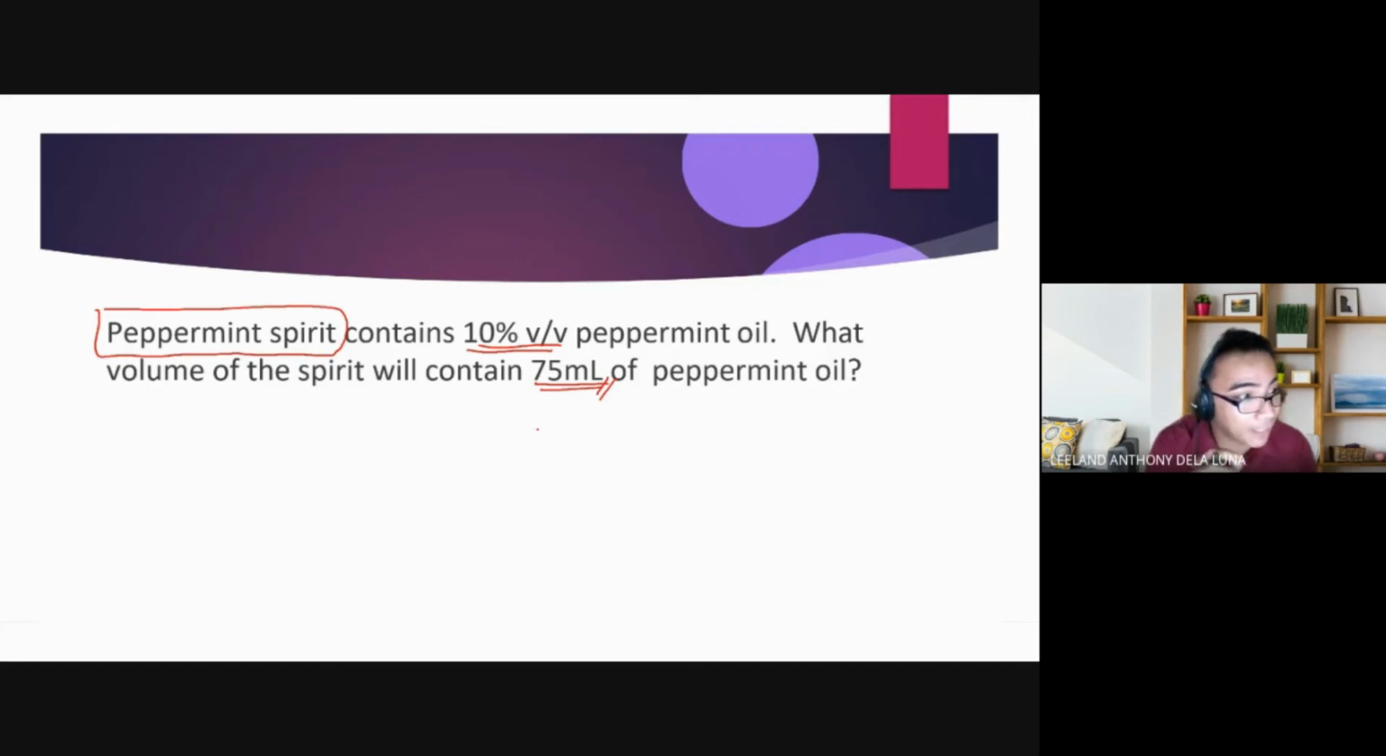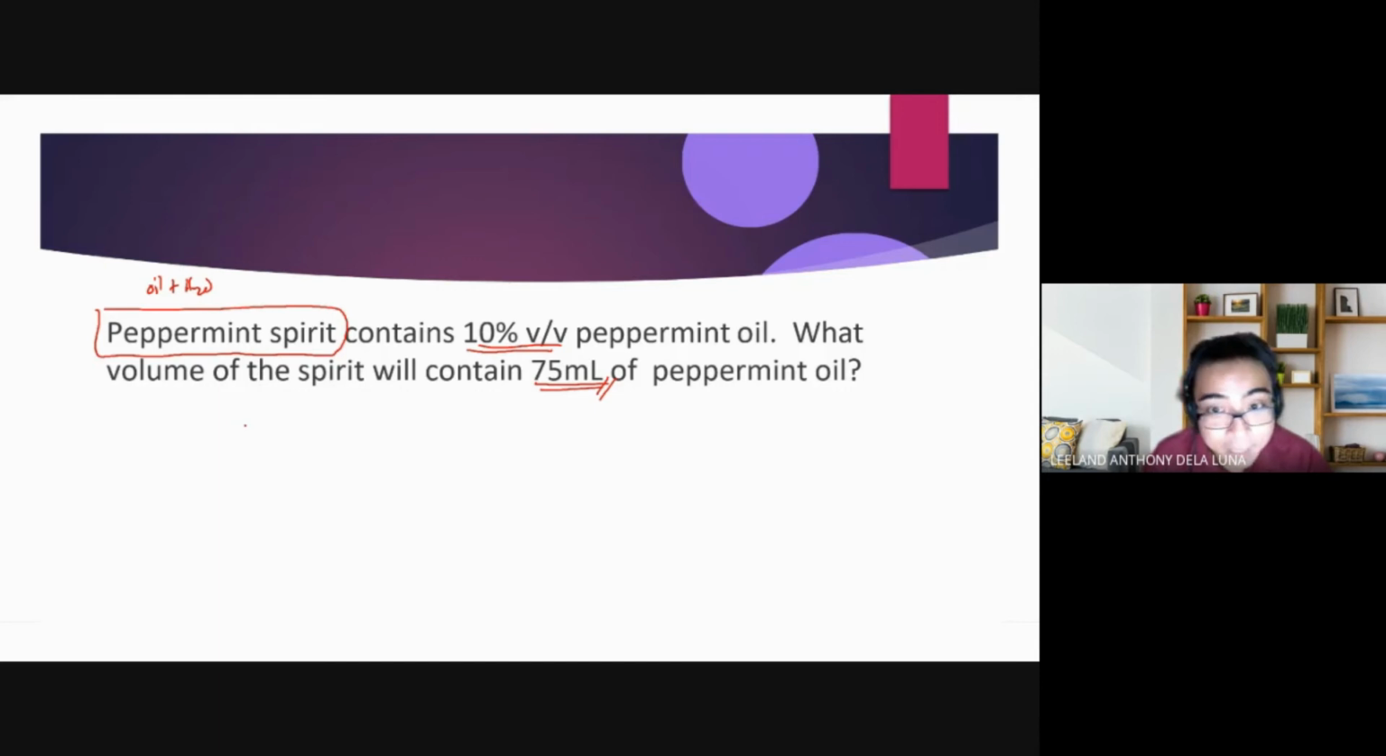Spirit class, ibig sabihin, it's a combination of oil and water na. Okay? So a peppermint spirit, it's already oil plus water na to. Okay? Na pwede ng pang-gargle, pwede ng inumin, pwede na kasi diluted na siya. Pero usually ginagamit siya for gargling. Para mabango-bango yung bibig. Right? So anyway, peppermint spirit ang gamit natin.